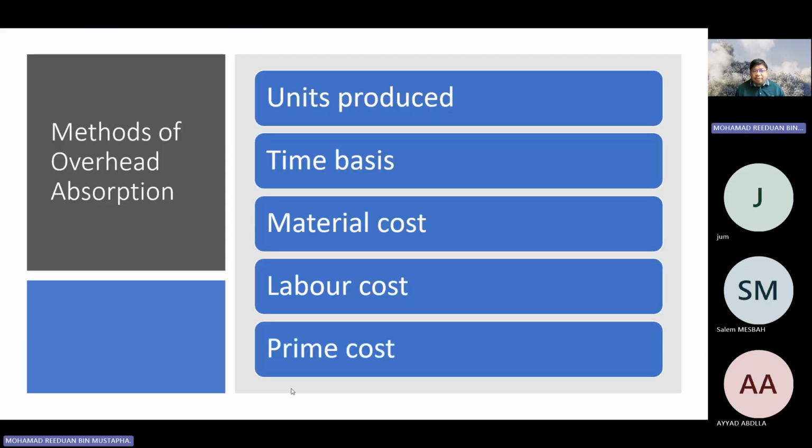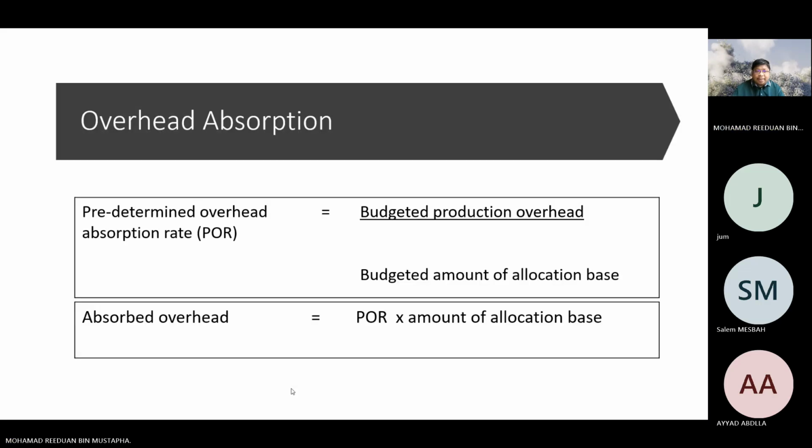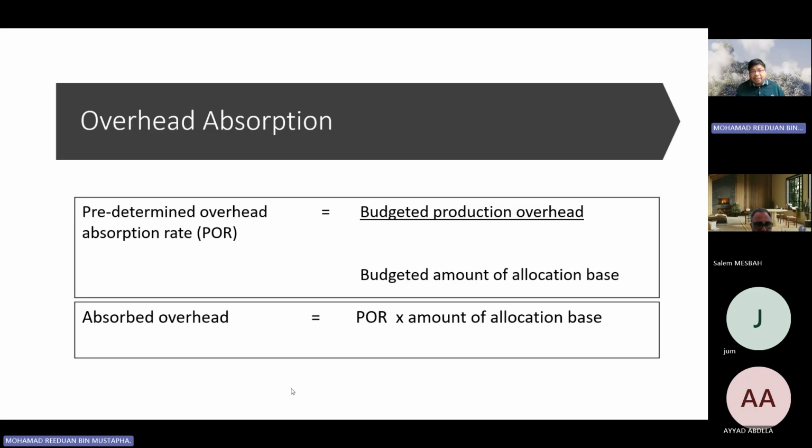Okay, so the methods of overhead absorption use units produced, time basis, material cost, labor cost, and prime cost. The predetermined overhead absorption rate is the budgeted production overhead divided by the budgeted amount of the allocation basis. Predetermined means that we consider it as budgeted. So the predetermined overhead rate is multiplied by the amount of the allocation basis.